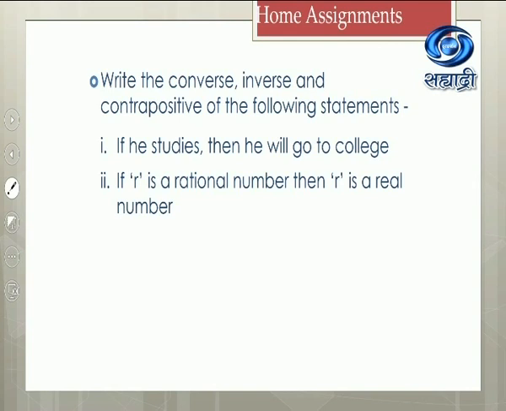If R is a rational number, then R is a real number. Your P statement is R is a rational number, Q statement is R is a real number. If 2 plus 5 equal to 10, then 4 plus 10 equal to 20. P statement is 2 plus 5 equal to 10 and Q statement is 4 plus 10 equal to 20. Converse is Q implies P, inverse is negation P implies negation Q, and contrapositive is negation Q implies negation P. You can try these examples at home.